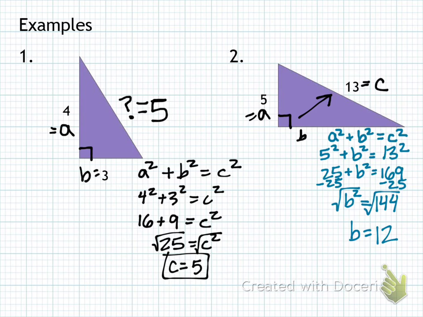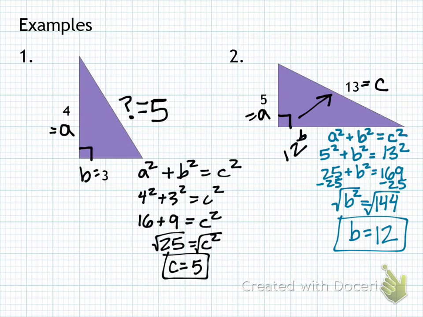Also, like I mentioned, these are not always going to be whole numbers. When it does work out that we have whole numbers, we call that a Pythagorean triple. So when the side lengths of a right triangle are all whole numbers, we call that a Pythagorean triple. Both of these would be examples of those: 3, 4, 5, and 5, 12, 13.